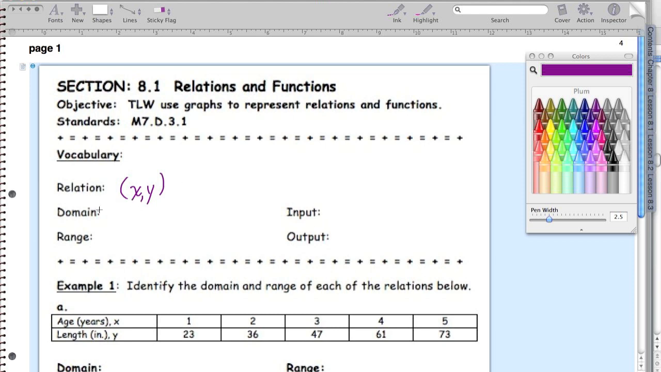Now, there are specific names for each of our x's and each of our y's. The first one is called the domain, and this is our set of all x values. So all of the x values that we come up with are known as our domain, and these are considered our input. All of the y values, the set of all y values, are our range, and this is our output.